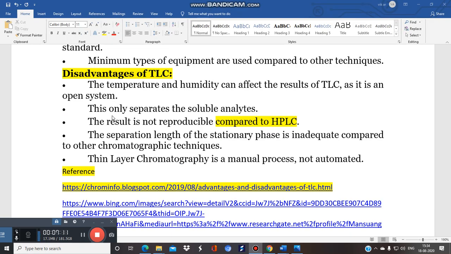So let's see the disadvantages. The temperature and humidity can affect and alter the result of TLC. The results are non-reproducible as compared to HPLC, because HPLC is a sophisticated instrument. Lengthy procedures are done, and you have to select the adequate mobile or stationary phases. And it is a manual process and not automatic. Yes, there is an automatic form of TLC known as HPTLC. We will do it in a later stage also, HPTLC.